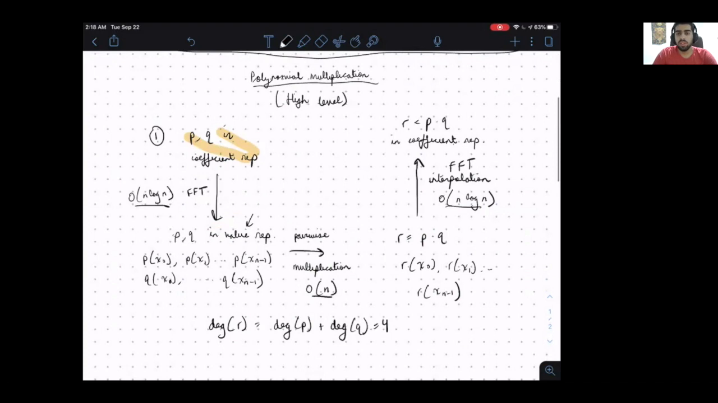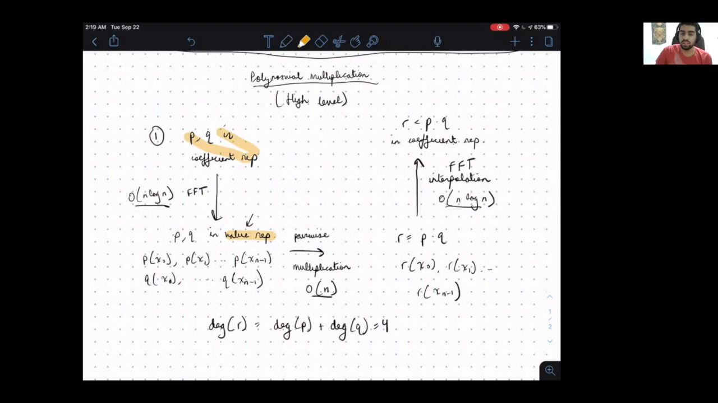So what are we going to do from that point? We're going to apply the FFT algorithm. What the FFT algorithm lets us do is convert P and Q from coefficient representation to something called value representation. Value representation of P and Q is nothing but the polynomials P and Q evaluated at a certain number of points. So we're going to get the values of P and Q when we evaluate them at some points.